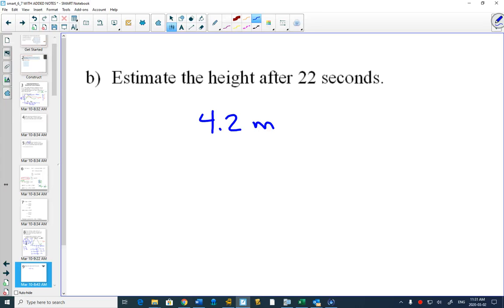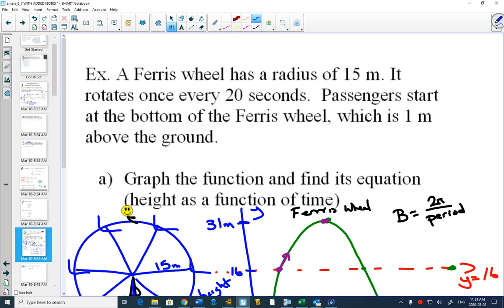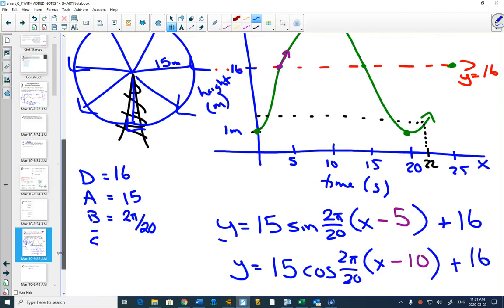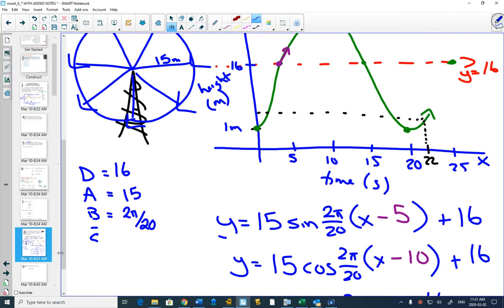If you wanted to find it exact, you would need to go to your graphing calculator and type it in, or do it with your calculator and plug in 22 for x. Because that's what that question is saying. You could go to any of these equations, and instead of the x, write 22, push enter on your calculator, and you would get the right answer.